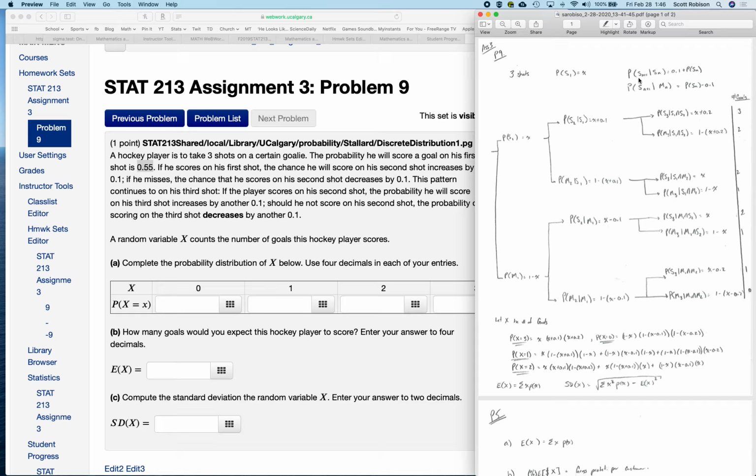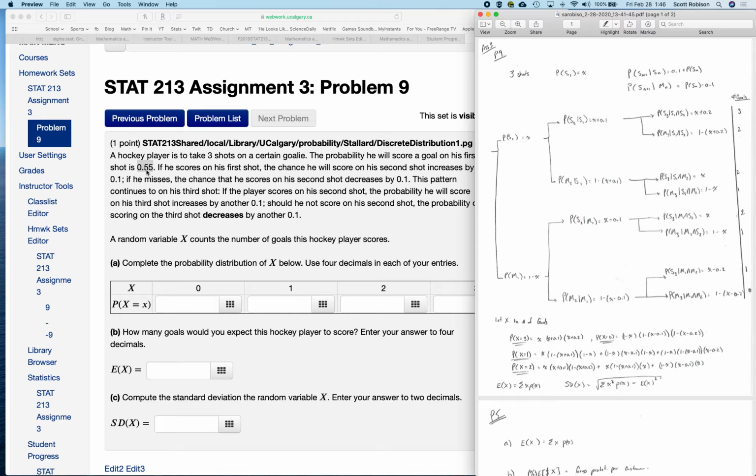Yours could be whatever. And then here the probability of scoring on the next one, given they've scored on the previous one, is whatever the probability of success was plus 10%. Alternatively, if you've missed on the previous one, then the probability you'll score on the current one would be the probability of what you would have scored, but decreased by 10%. So making this tree is a little bit difficult.